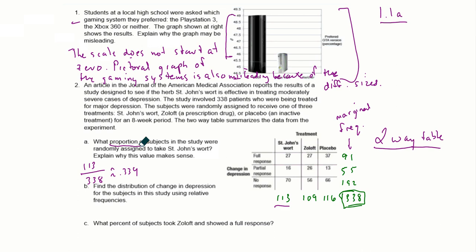Now, why does that make sense? Well, since there were 3 different treatments, they tried to randomly assign to get about the same amount in each. So that's about 33%. Each treatment received about 1/3 of the people, so the total amount of people is divided into thirds. So that makes sense.